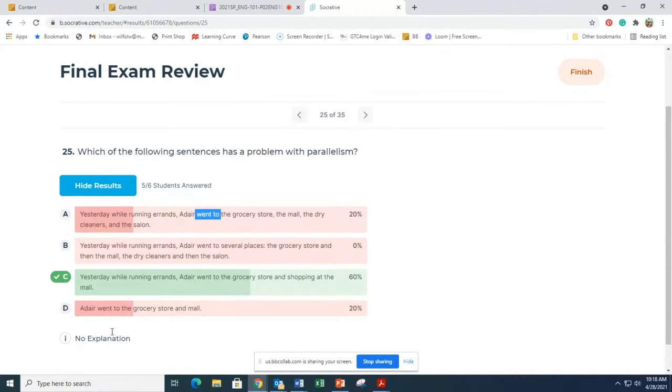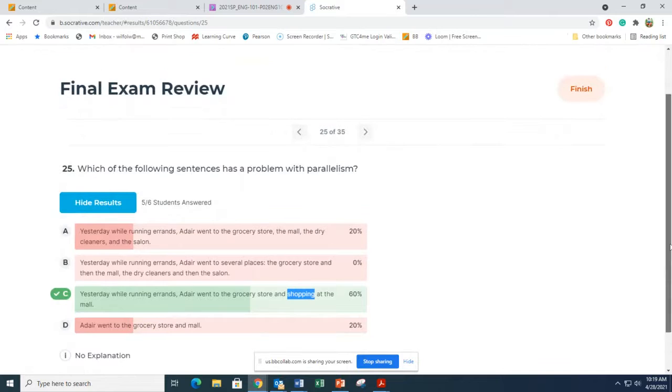Versus C, it's the same with D too. So Adair went to this place and this place, fine. With C, "yesterday while running errands, Adair went to the grocery store and shopping at the mall." You know, it may not stick out to you too badly as not flowing, but it should be just "Adair went to the grocery store and the mall," right? Because we've already got this "went to" here. We don't need to throw in a random -ing verb here, heading off in a different direction.